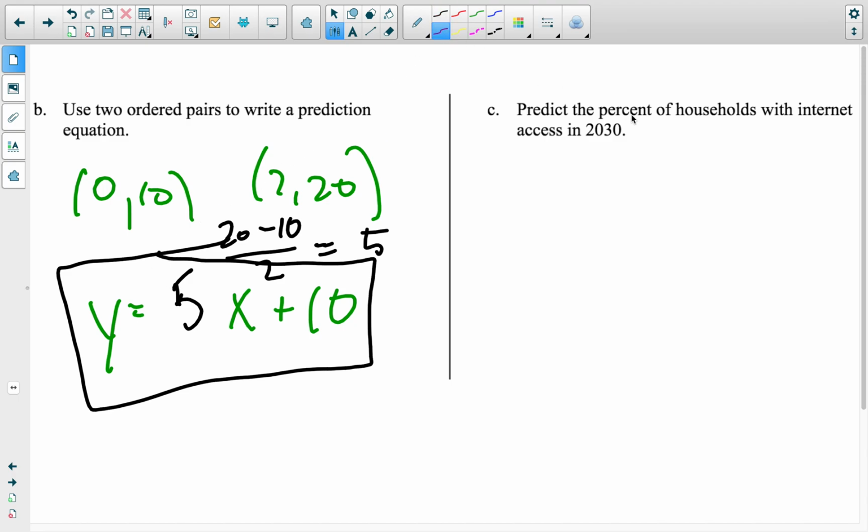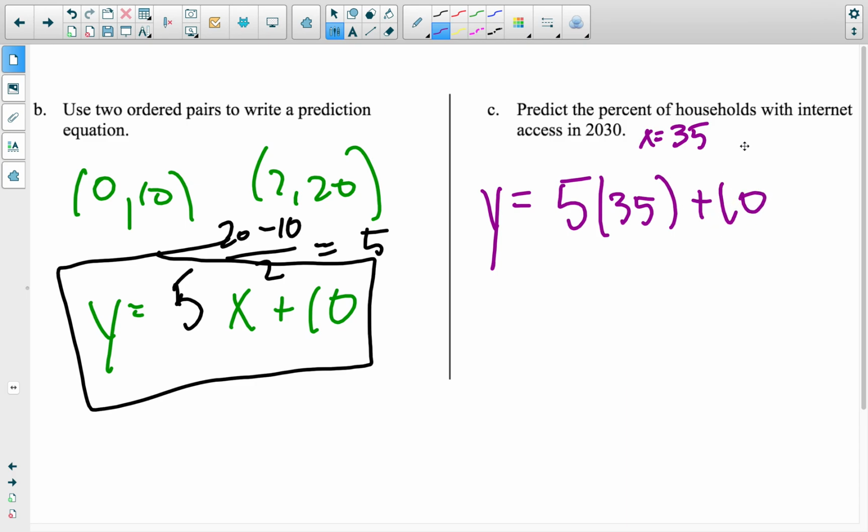Okay. Then to use this equation to find the percent of households with internet access in 2030, I want to put in not 2030, but I want to put in 35, because remember, x represents the number of years since 1995. So 5 times 35 plus 10. Do some quick calculation to see 5 times 35 plus 10 will give us 185. So approximately 185% of households will have internet in 2030.